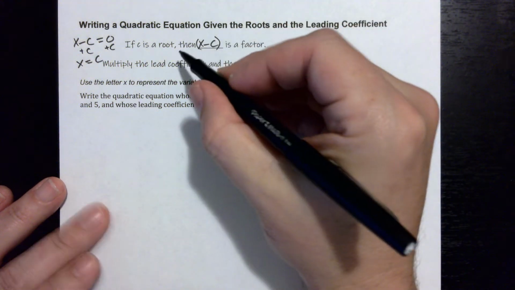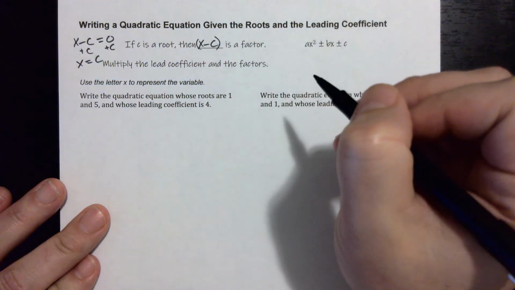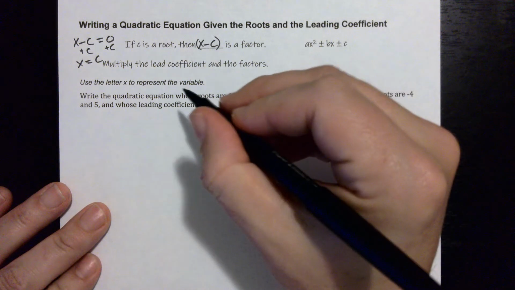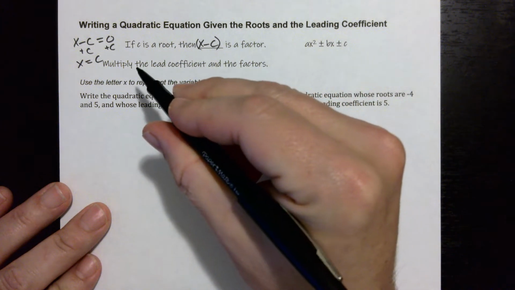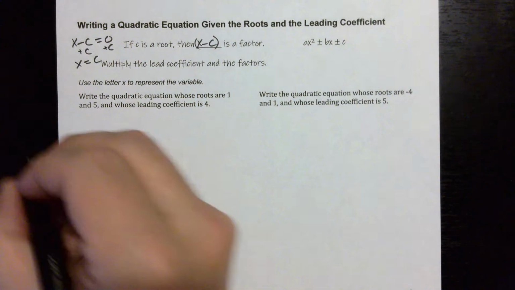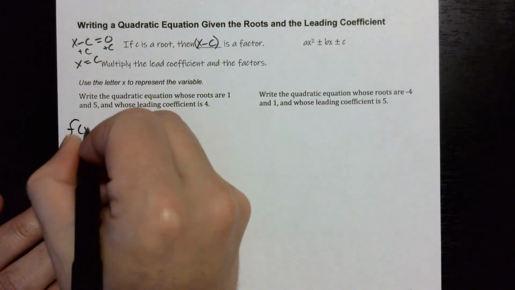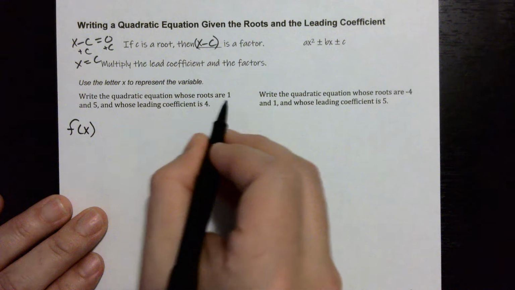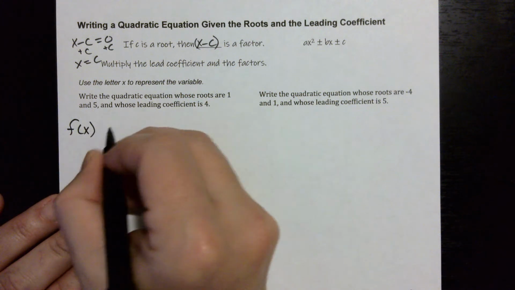So we're going to be given roots, and we're going to write them in factored form. Then we're going to figure out what the leading coefficient is and multiply that through. So for the first one, say we have f of x. Write a quadratic equation whose roots are 1 and 5, and whose leading coefficient is 4.